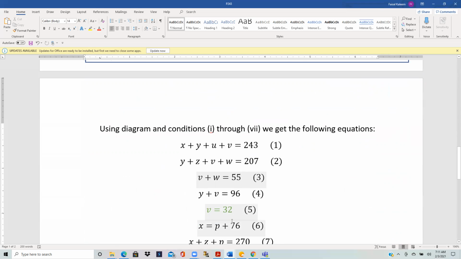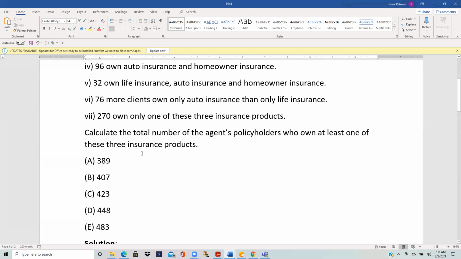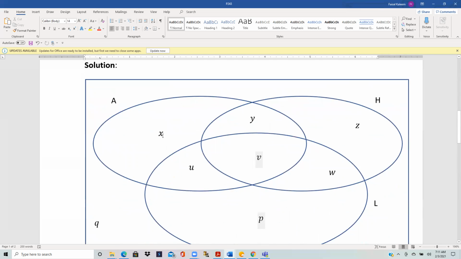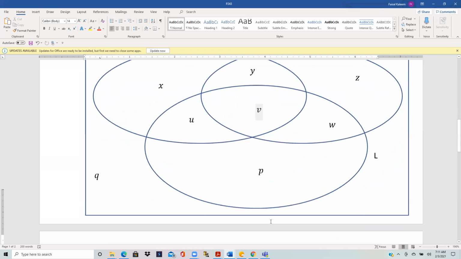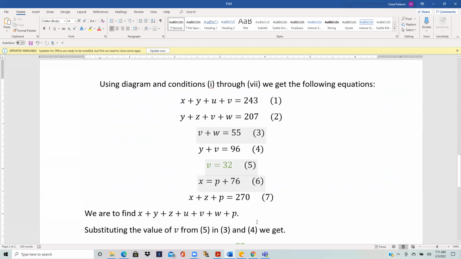That's condition number 6. And then condition number 7 is 270 on only one of the three. So only one of the three means this part X, these are the ones that own only auto. Z, these are the ones that own only home. And P, these are the ones that own only life. So X plus Z plus P is 270. All right, so now we have translated all the 7 conditions into these notations. And one of the conditions was giving us the value directly. V is equal to 32. That was condition number 5.